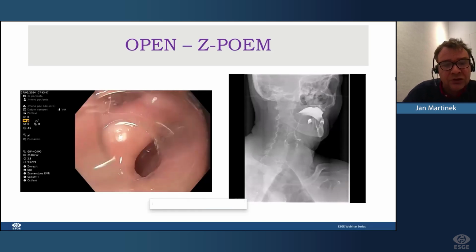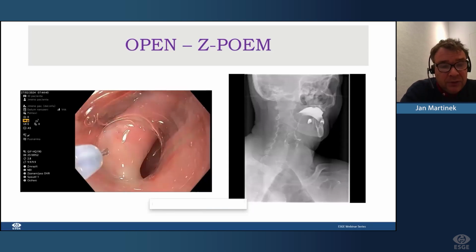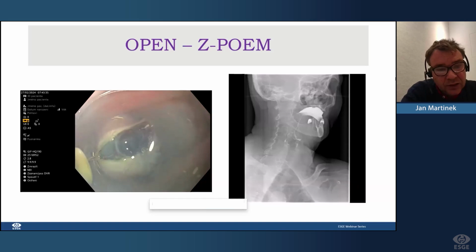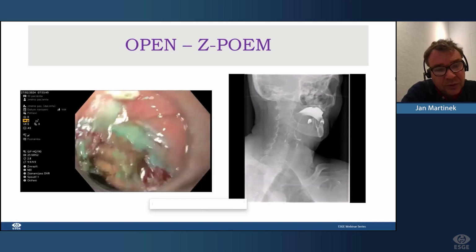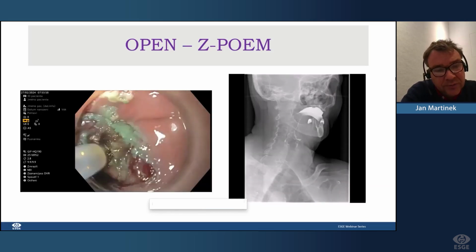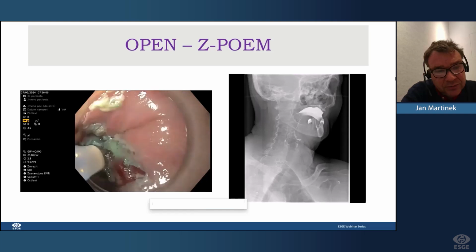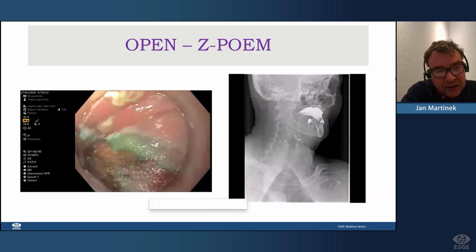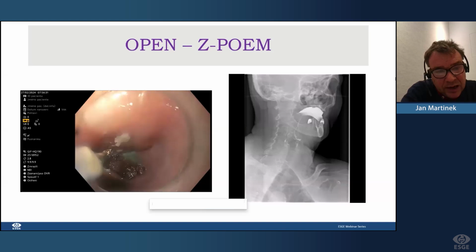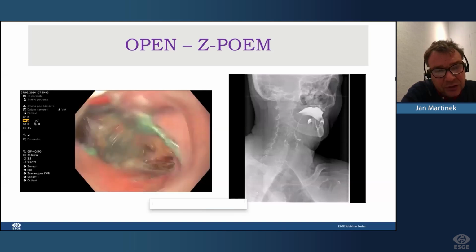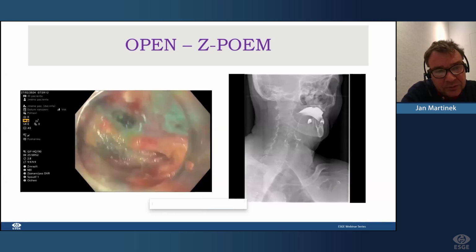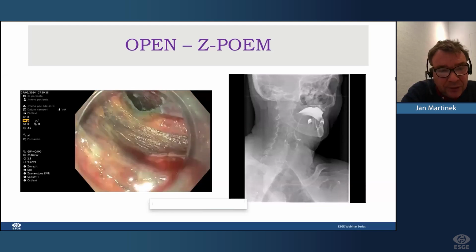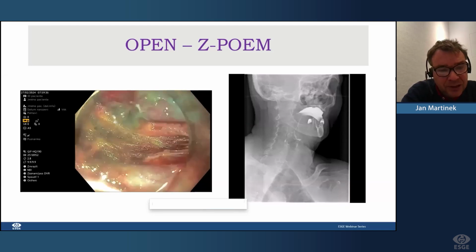It's called open ZPOM. We see again the patient with Zenker diverticulum. The usual technique, creating 2 tunnels and then myotomy. After completing myotomy, we perform the mucosal flap incision.